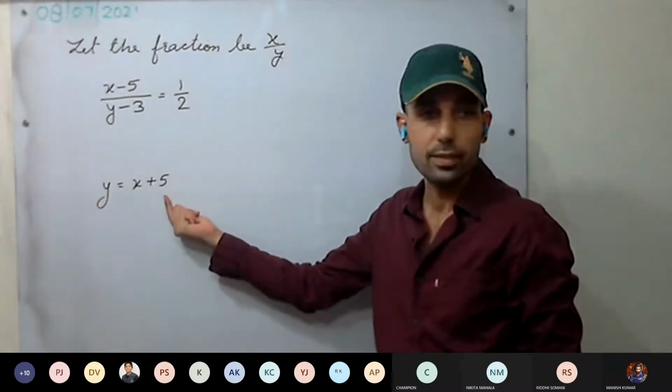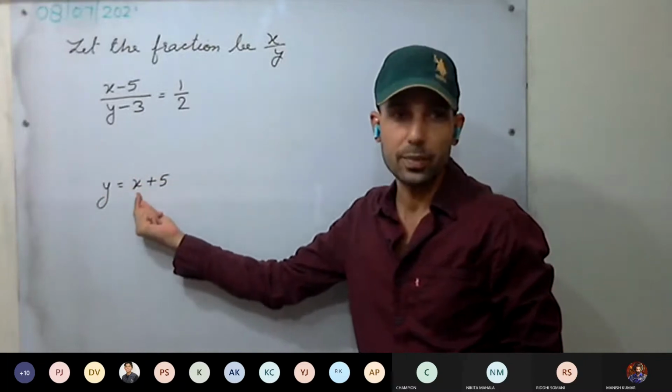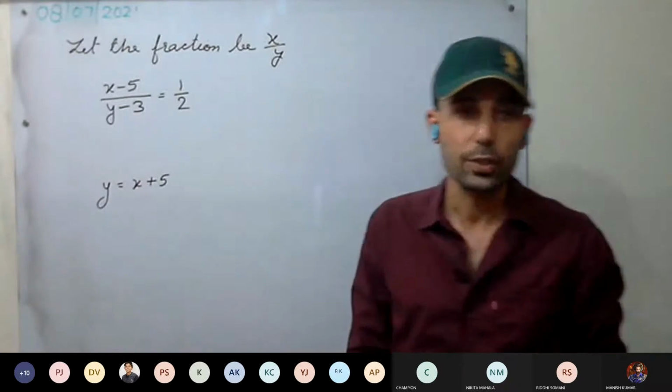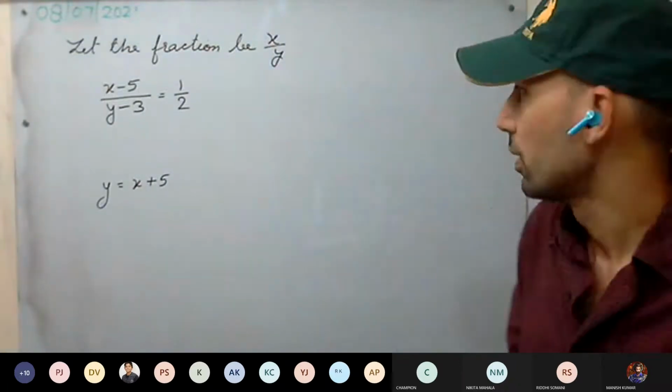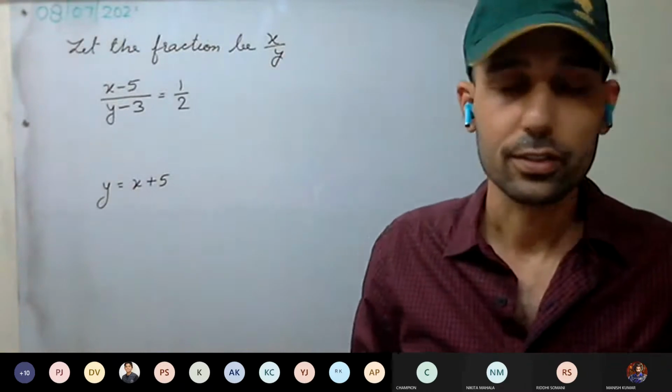Have you understood this one? The denominator is 5 more than the numerator. So we have got the two equations. Solve the two equations, everyone. You all have formed the equation. Solve it.